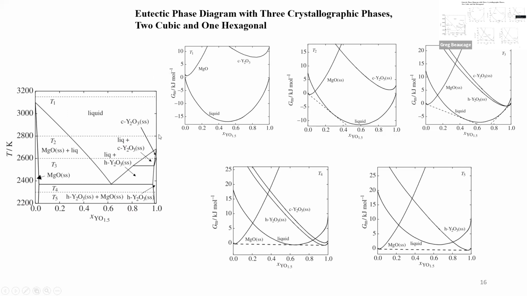At T2, there are two crystalline phases here. It's like yttria and magnesium oxide, so oxides. There are two different oxidation states, I guess. Let's see. No, they're just two different crystal forms, a cubic and a hexagonal, I guess. So the same oxidation state and everything.